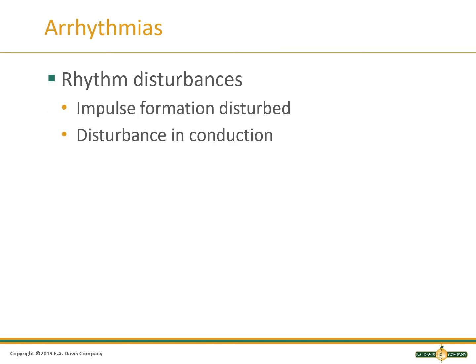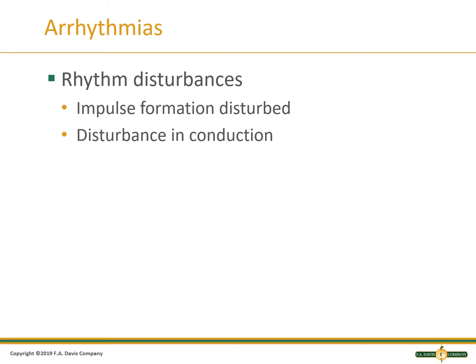An arrhythmia is also known as dysrhythmia. It is an abnormal rhythm of the heart. Arrhythmias can arise because of several mechanisms. Examples of these mechanisms are disturbances in the formation of an impulse or in the conduction of the impulse.